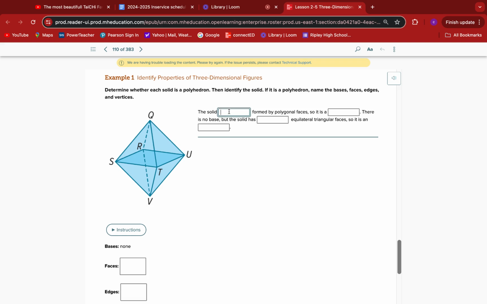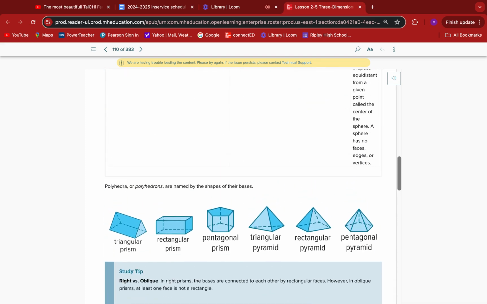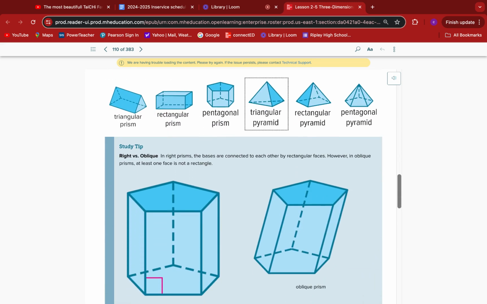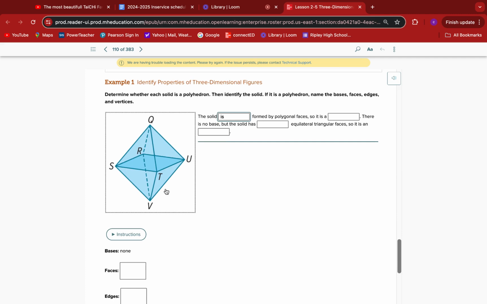Okay, so the solid is formed by polygons, you get what I'm trying to say. So let's see. I guess they want is or is not. Well, this definitely is. I was thinking it had one of these up there, but I guess it does not. So this is a polyhedron.